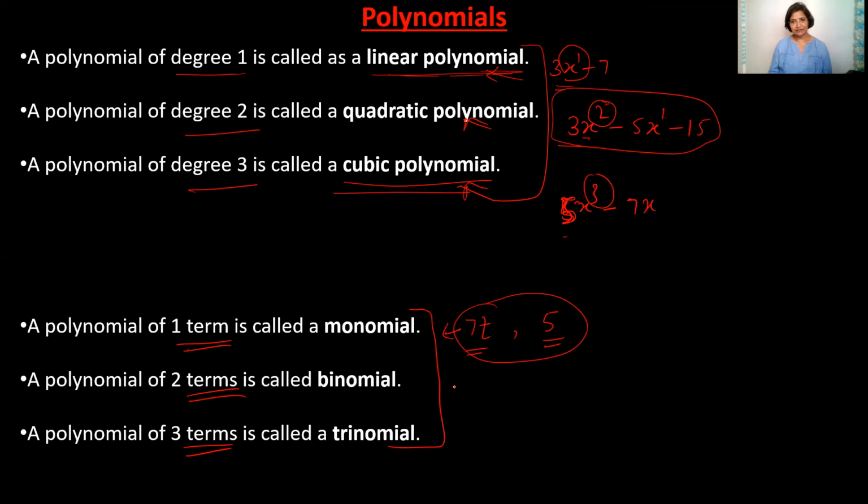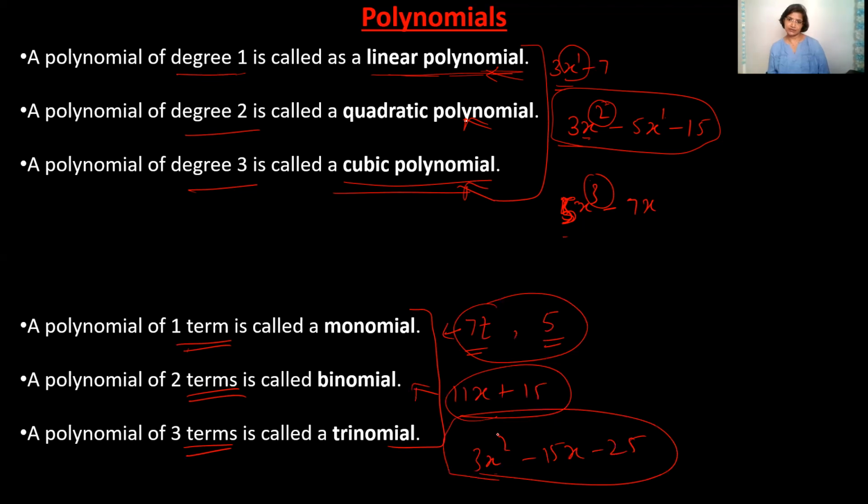If it has two terms, like 11x plus 15, this has two terms, so this is a binomial. Trinomial, 3x square minus 15x minus 25. This has three terms, 1 and this 2 and this 3. So this is a trinomial, and with more than 3 terms, that is a polynomial.